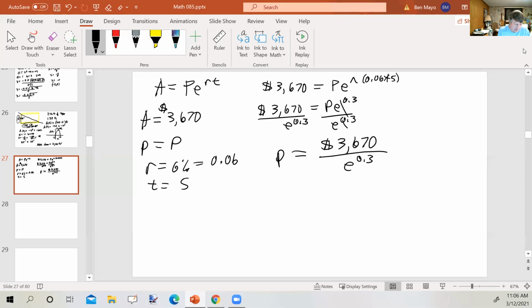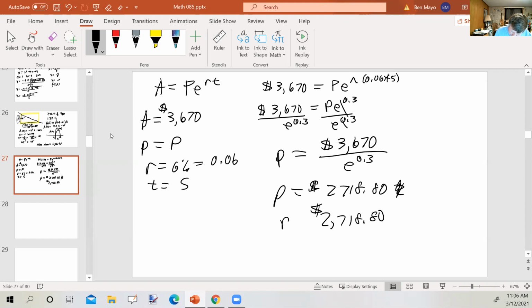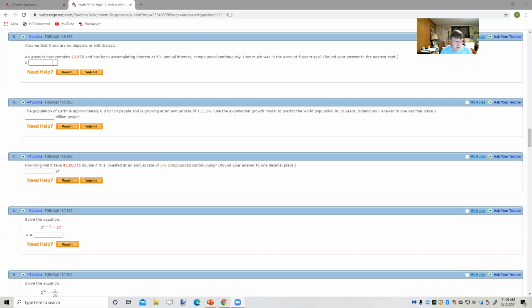Okay, 3670 divided by e to the 0.3 power, and I'm getting 2718.802. Rounding to the nearest cent, it would be $2,718.80. So let's go back to WebAssign and we'll put that in. That's going to be $2,718.80.